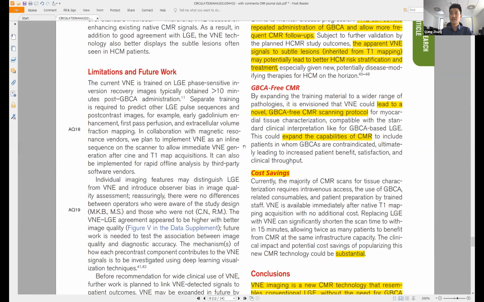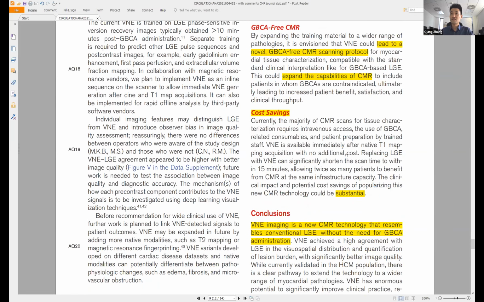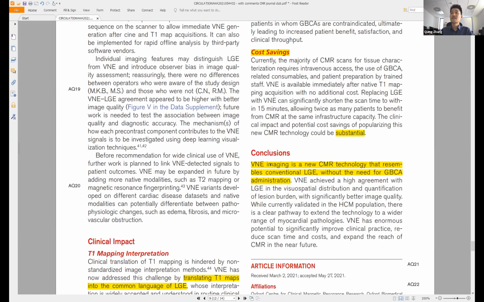and this could expand the capability of CMR, and also the contrast-free nature of this technology could lead to substantial cost saving for CMR scans. And finally, in conclusion, we showed that VNE imaging is a new CMR technology that resembles conventional LGE, but without the need for gadolinium-based contrast agent administration.